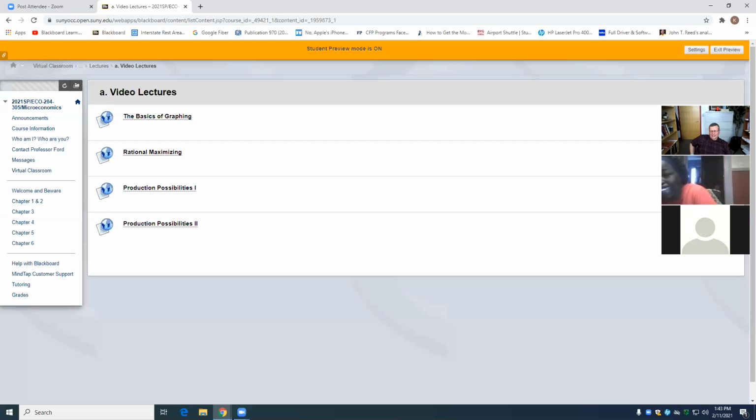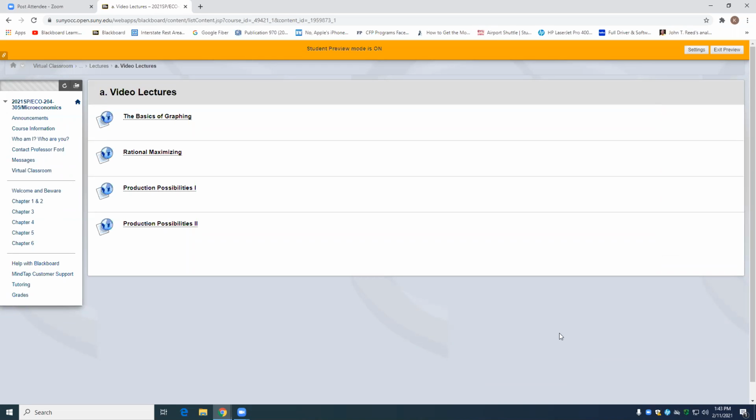All this stuff I get going on and forget. Okay, so the recording is now on, hopefully, and now we've got to share the computer sound. And let's get rid of the video panel. Okay, now we'll watch the basics of graphing. Here we go.